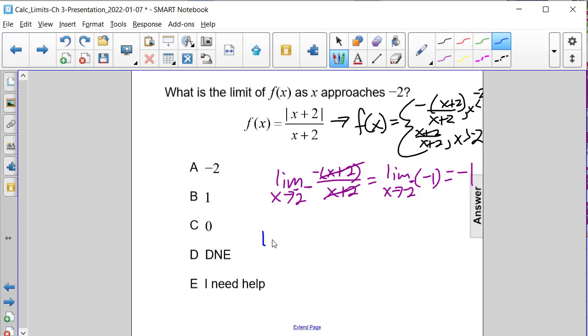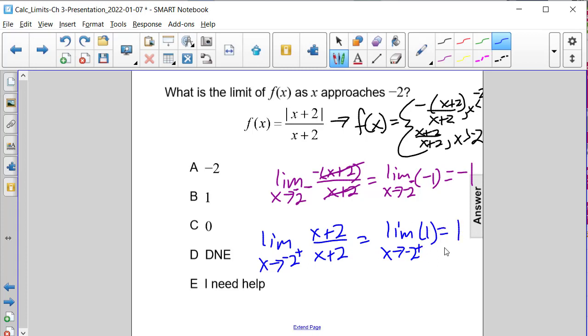Now let's look at the limit of x plus 2 divided by x plus 2 as x approaches -2 from the right. Well, these factors cancel out again, so that would be simplified to be the limit of 1 as x approaches -2 from the right, and that value is 1.